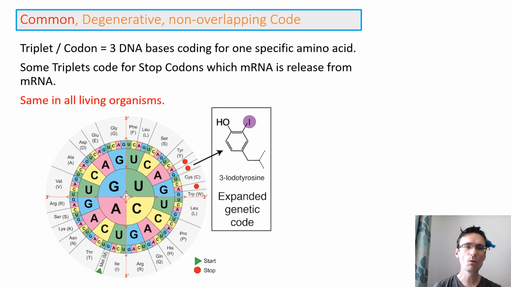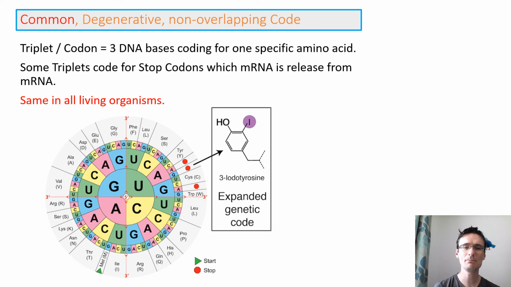So just so you're aware, the DNA code is known as a common, degenerate, non-overlapping code. So what does that mean? You need to know what each of those terms means. You should know now, because I've said it loads of times, that a triplet or a codon is 3 bases that code for one specific amino acid. Some triplets code for stop codons.